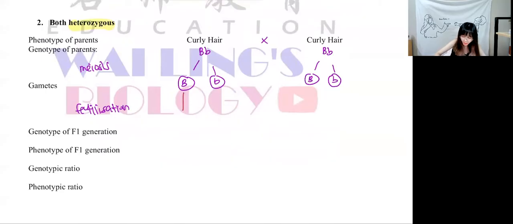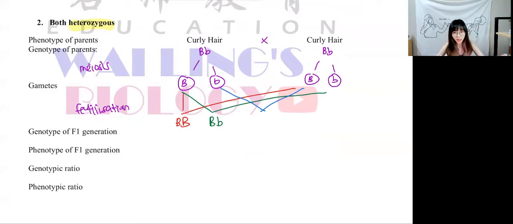Now we go for the fertilization combinations. The first combination we get is big B, big B. The second combination is big B, small b. The third combination is this one. In this case, should I write the small b first or big B first? Always remember, king always comes first, the army doesn't come first. So it will be big B, small b. And the last one will be 2 small b.